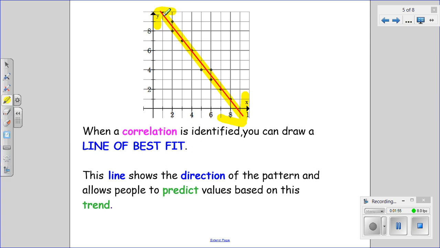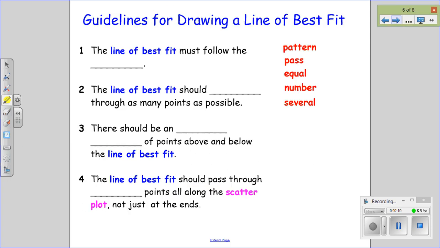That line of best fit will allow you to predict values based on the trend of the data. It's not going to give you exact values. They're not always going to be perfect, and your line of best fit will never be exactly the same as somebody else's, but it should be close.